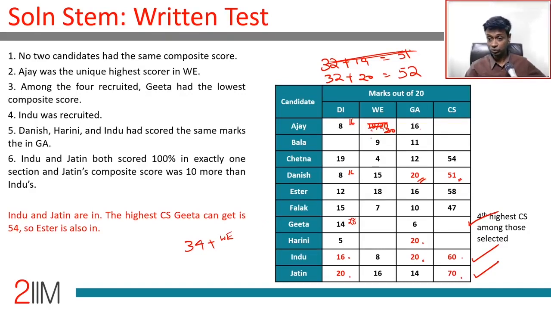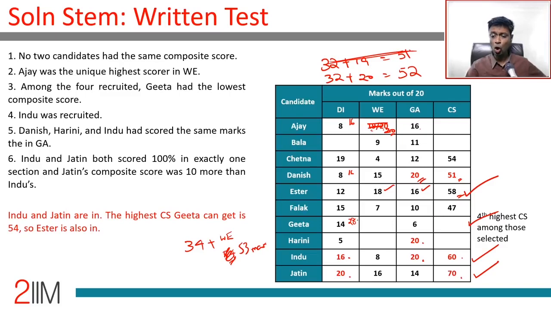It's not even 20. It would have been 20, but Ajay has got 20 and Ajay has got the unique highest score. So even if it were 20, it would take us only to 54, but she can go maximum to 53. So maximum score Geeta can get is 53, which means Esther is in. Geeta has got the 4th highest CS scores among those selected. Esther is definitely in because higher than 14, higher than 15, higher than Geeta as far as composite scores are concerned. So Esther, Geeta, Indu and Jatin are the 4 candidates who get selected.